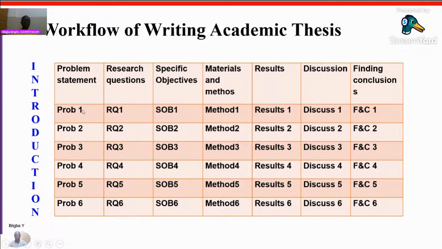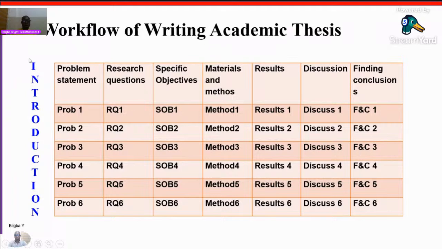Now, problem statement one must align with research question one. Then research question one must also align with specific objective one. Specific objective one must be answered using method one. Method one's results are interpreted using result one. And then when you come to the discussion, you also discuss accordingly. And then your specific findings and conclusions must also proceed in that order.